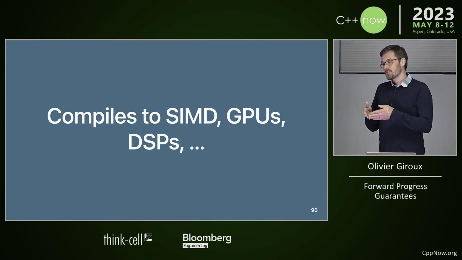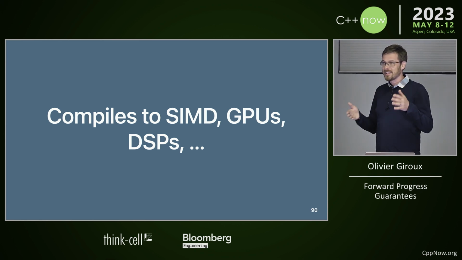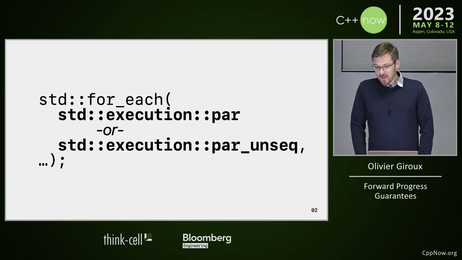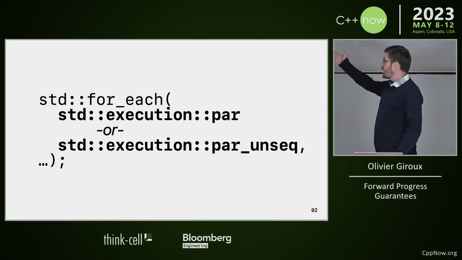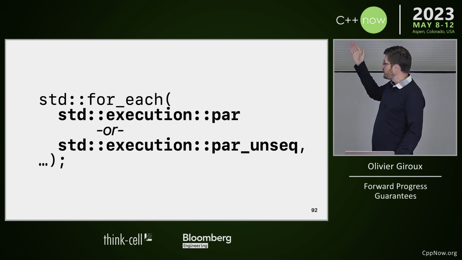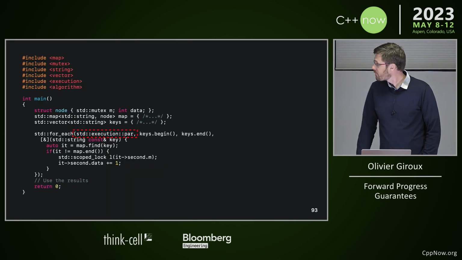You encounter an upsetting thing, and you're like, oh, I think this should work. And then you spend the next 15 years understanding the theory behind the thing. Okay. So we have parallel algorithms in C++17. If you use std::execution::par, you get parallel forward progress. If you use std::execution::par_unseq, you get weakly parallel forward progress. And there's a lot of things you can do with that.